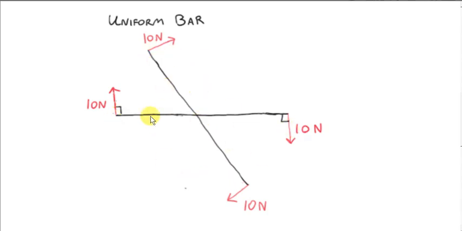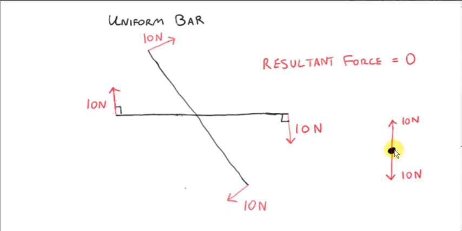But what I want to point out here is the resultant force acting on the bar. We can clearly see that the resultant force on the bar is zero. The forces are anti-parallel. They point in opposite directions, but they have equal magnitude. So when we take the vector sum of these two forces, we get zero.